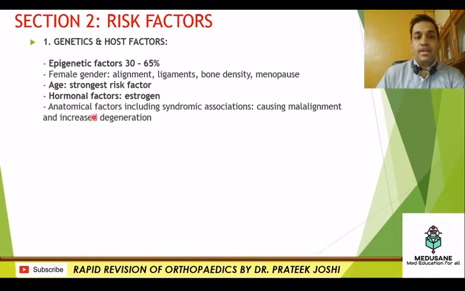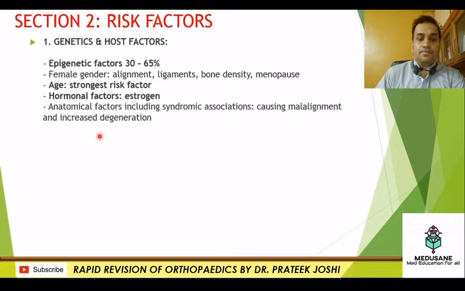Moving on, anatomical factors in the host including syndromic associations, basically anything which causes deformities in the limbs, especially in the weight-bearing lower limbs, causing excessive degrees of varus or valgus, will lead to increased malalignment. Due to the malalignment, there will be biomechanical variations and increased degeneration.